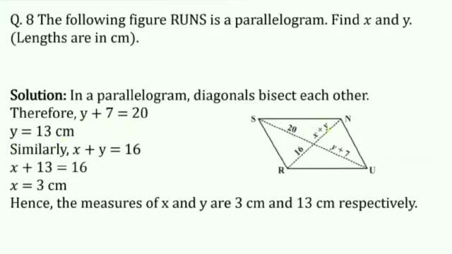And here x plus y is equal to 16. Now we will replace the value of y in this equation. We will write x plus 13 is equal to 16. So x is equal to 3 centimeter and y is equal to 13 centimeter. So here we are using the property of a parallelogram that the diagonals of a parallelogram bisect each other.